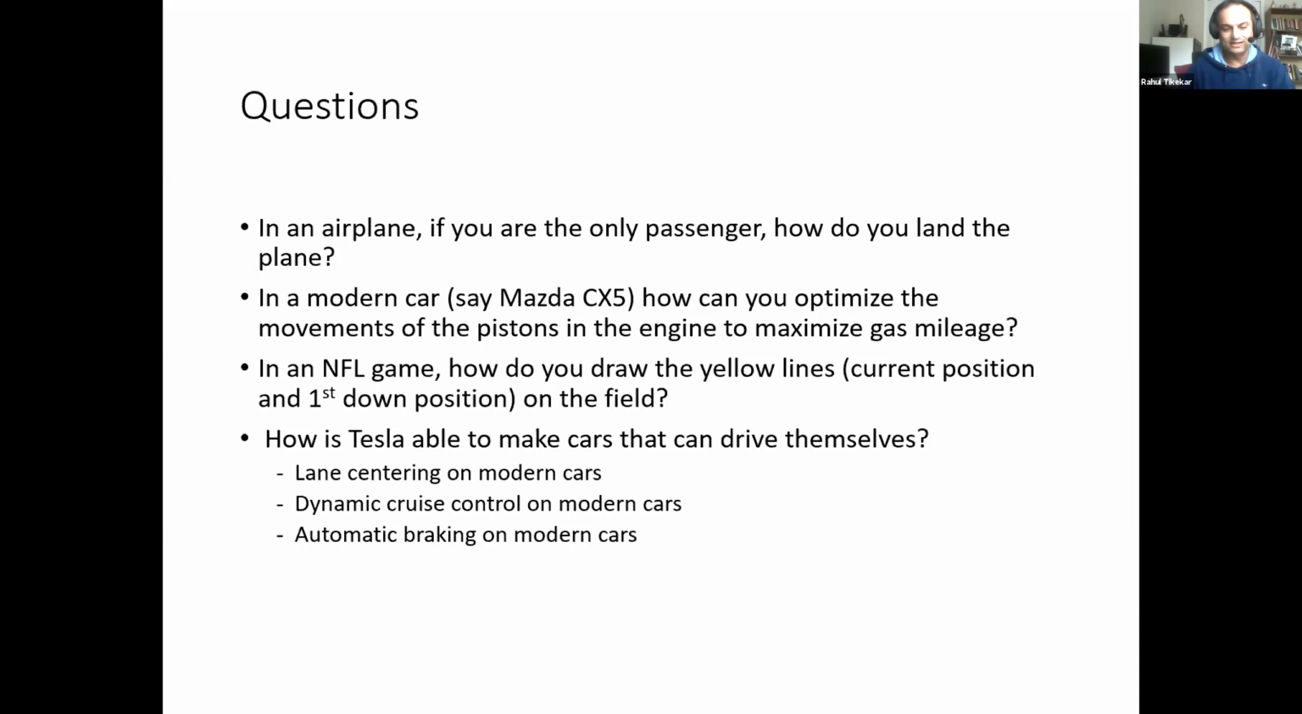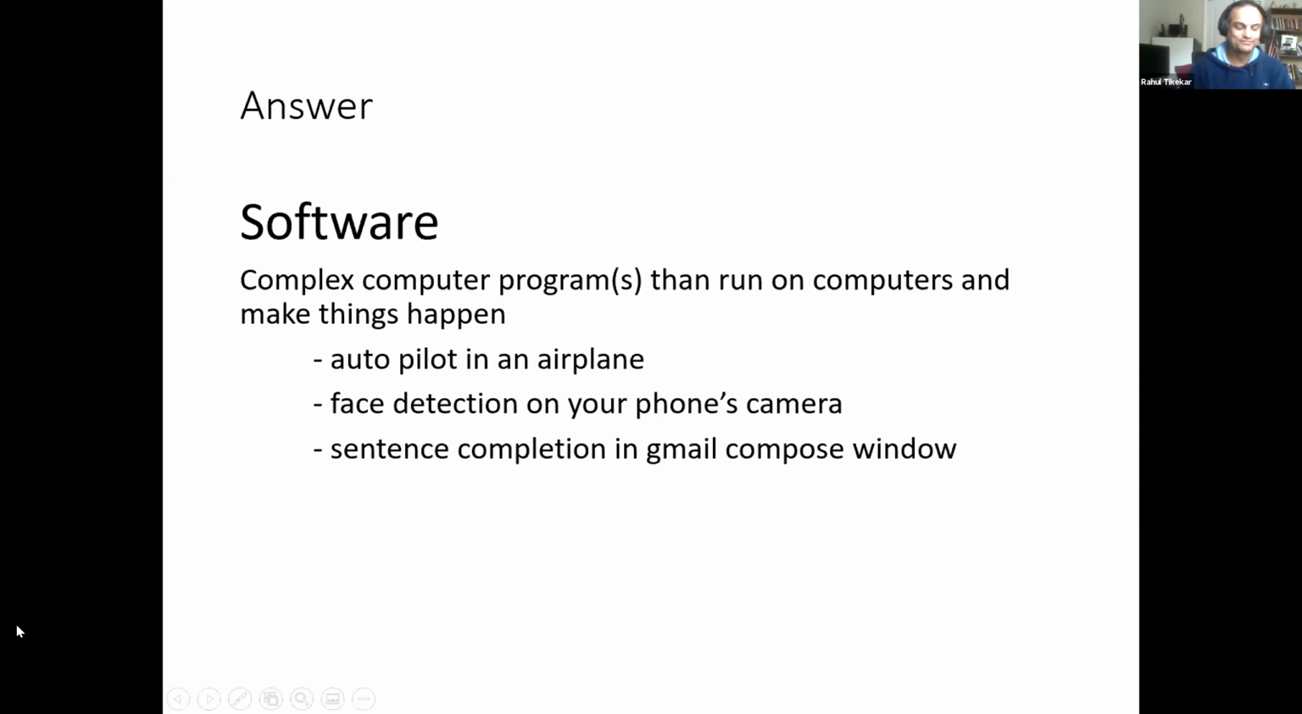How is a car like Tesla able to drive itself? If you have a modern car that was made in the last 2-3 years, you know you've got lane centering, dynamic cruise control, automatic braking when something comes up. How is all of this possible? And the answer is, if I can move, there we go. Software. Software is what I was looking for. So if you got software, yeah, you're a winner.